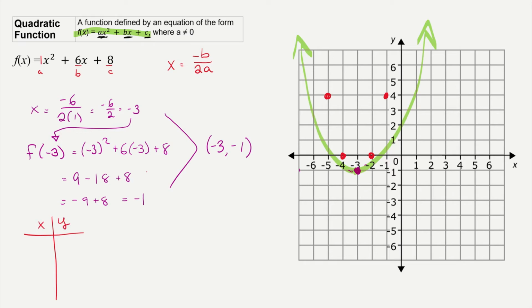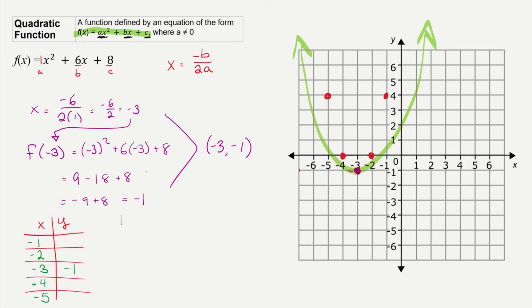And so once I find my vertex, I create my XY table taking advantage of that symmetry. I'm going to find 5 points, and I'm going to put my vertex in the middle, -3, -1. And then to choose the other x values, I'm going to add 1 and add 2 from my vertex. So I go -3 to -2, and then -3 to -1. And I go the other way, and I go -4 and -5.